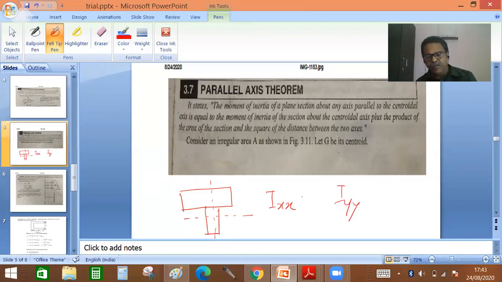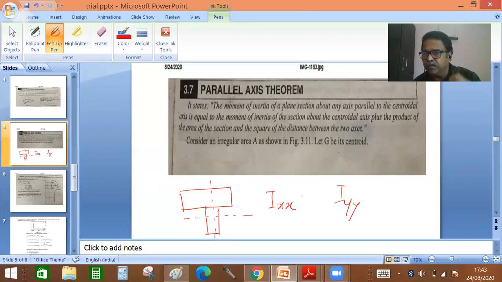There's a standard, meaning we have already derived it in short form. That is the rectangle. For a rectangle, what is Ix? It is bd cubed by 12. So it is handy. You can use bd cubed by 12 regularly to calculate the moment of inertia of a rectangle about the x axis.